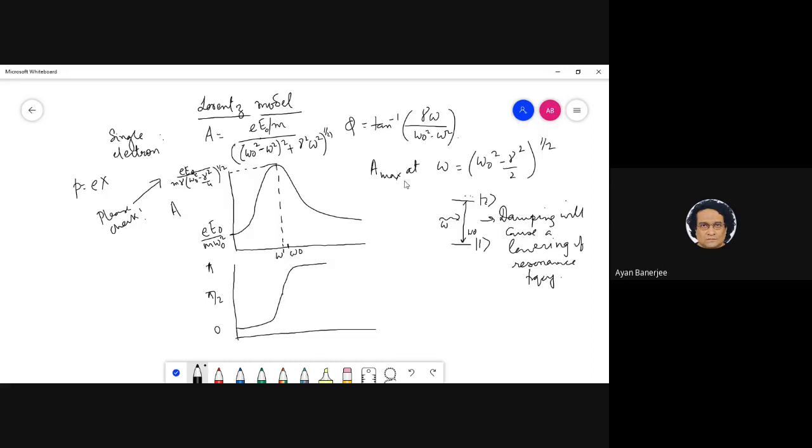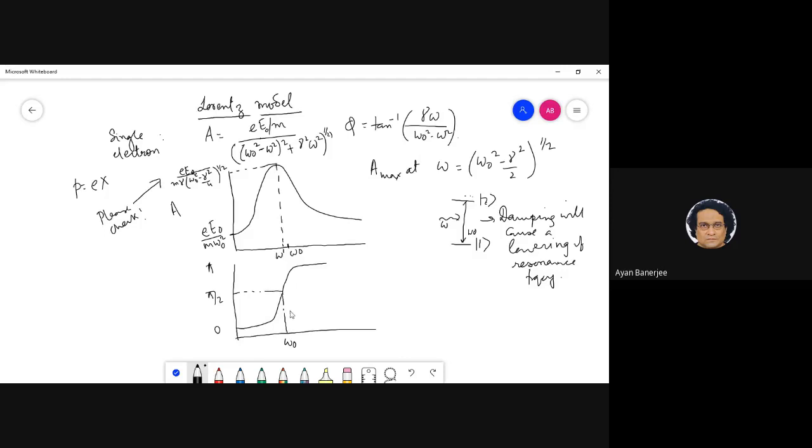This is pi by 2 exactly at resonance, omega equal to omega 0. However, this is very interesting: around the resonance, the phase shifts by pi. This is very important.